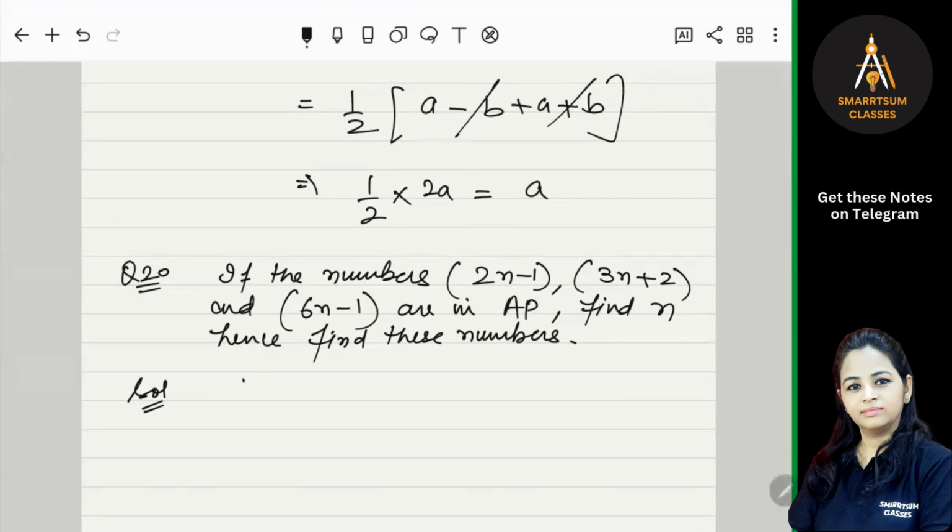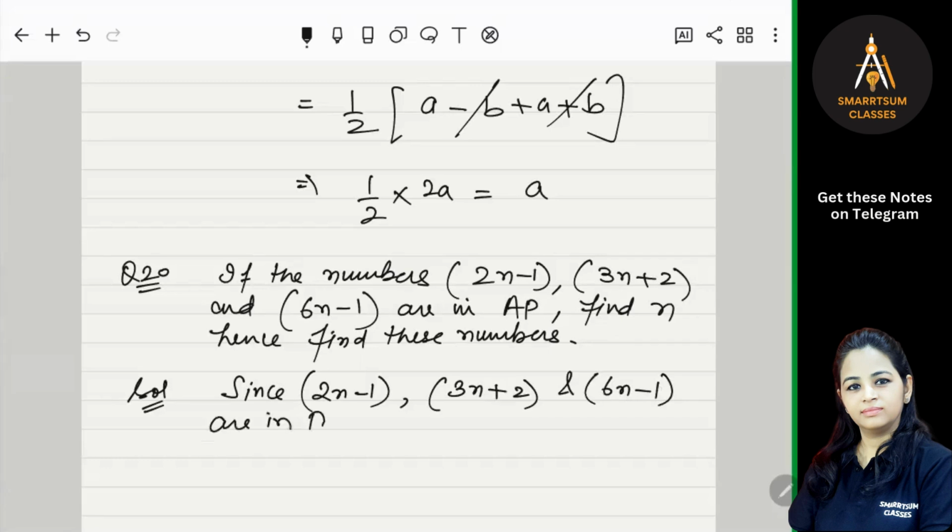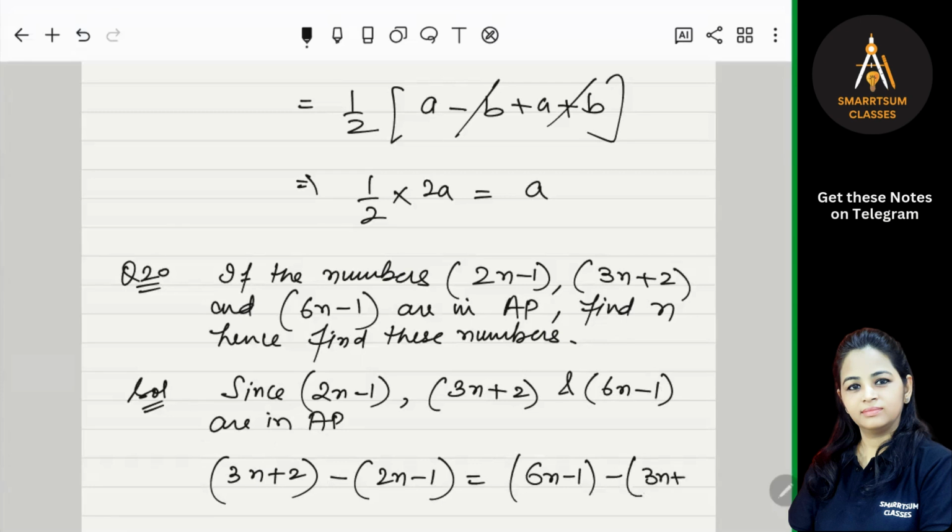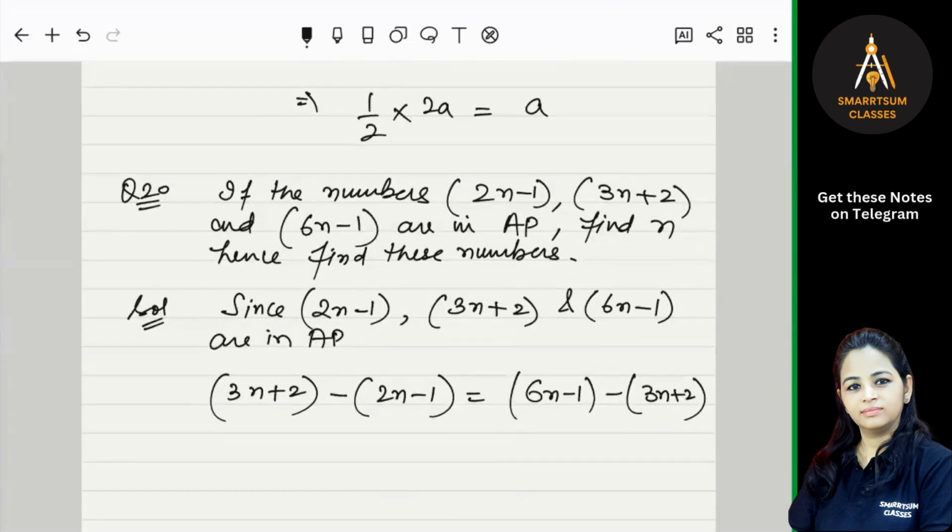Now, since 2n minus 1, 3n plus 2, and 6n minus 1 are in the AP, that means what? 3n plus 2 minus (2n minus 1) is equal to 6n minus 1 minus (3n plus 2). The difference will be the same. Getting it? Because all three numbers are in AP, the difference will be the same. Now from here, you can simply solve this.